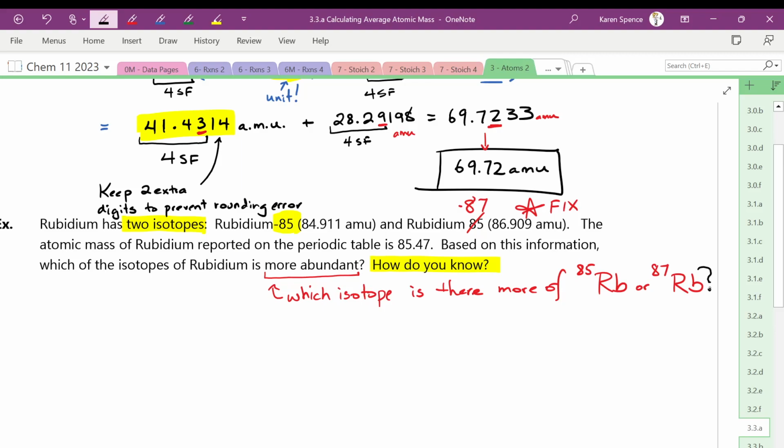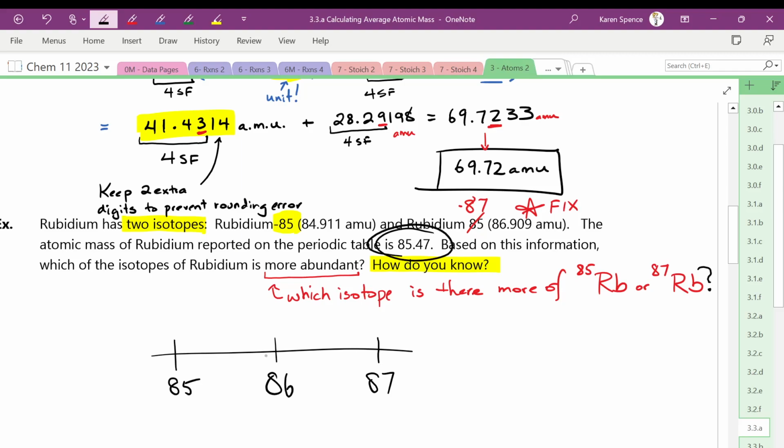Okay, I'm seeing some 5s. Those of you who think it's 85, why do you think it's 85? Yeah, if we look at our number line here, we have 85. We have 87, and here's 86. Where is 85.47? 85.47 is closer to 85, so there must be more of that isotope in order for the average to be closer to that.